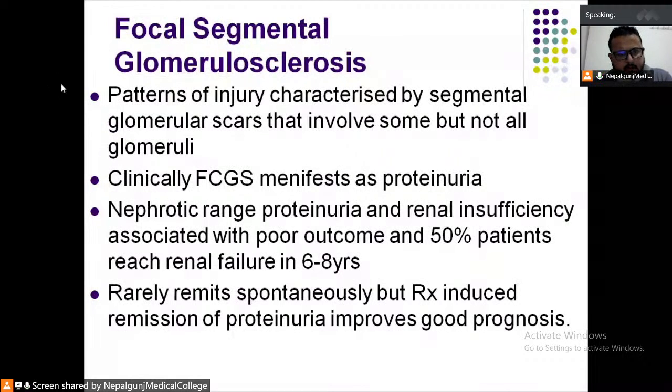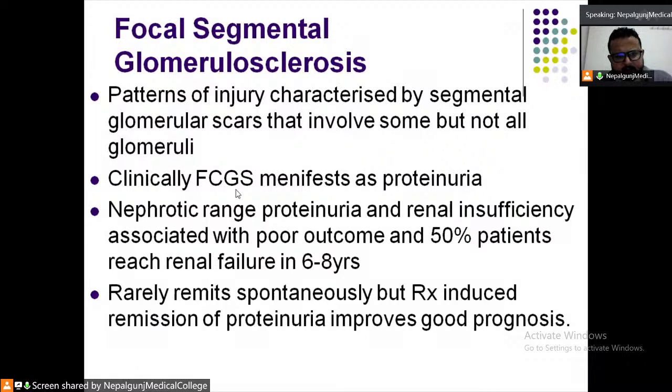The second cause of nephrotic syndrome is focal segmental glomerulosclerosis. As the name indicates, focal and segmental mean the pattern of injury is characterized by segmental glomerular scars that involve some but not all of the glomeruli.